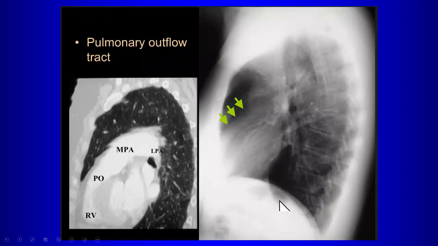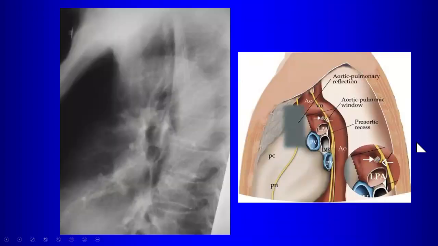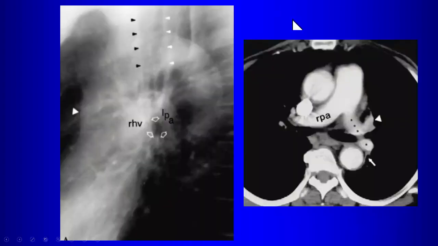This over here is the IVC, the inferior vena cava on the lateral view. This is the left upper lobe bronchus. This one is the right upper lobe bronchus. Yes, sometimes you can see the right upper lobe bronchus on the lateral view. It's usually superior to the left upper lobe bronchus. Now, the left upper lobe bronchus is surrounded by vascular structures.